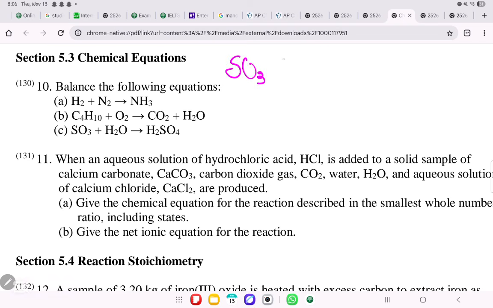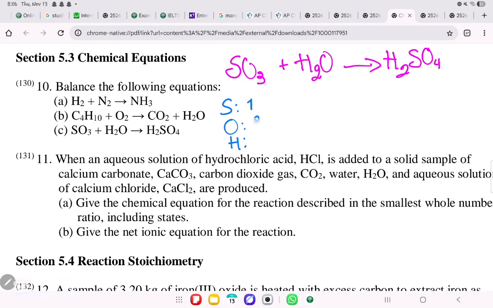SO3 plus H2O gives me H2SO4. What elements do I have? I have sulfur, I have oxygen, I have hydrogen. Sulfur, I have 1 over here. Oxygen, I have 3, 1. Hydrogen, I have 2. Sulfur, oxygen, hydrogen. Sulfur, I have 1. Oxygen, I have 4. And hydrogen, I have 2.